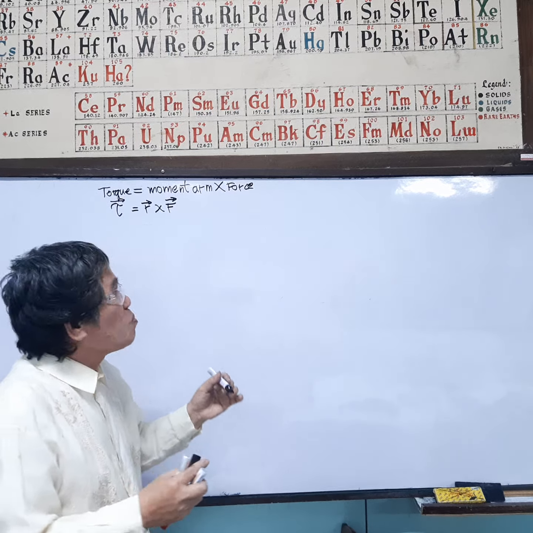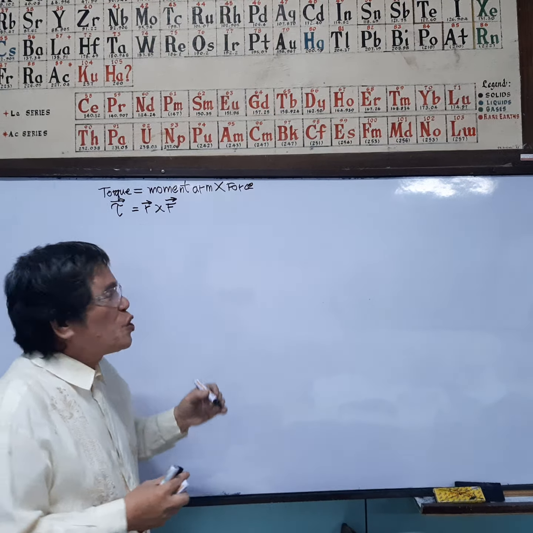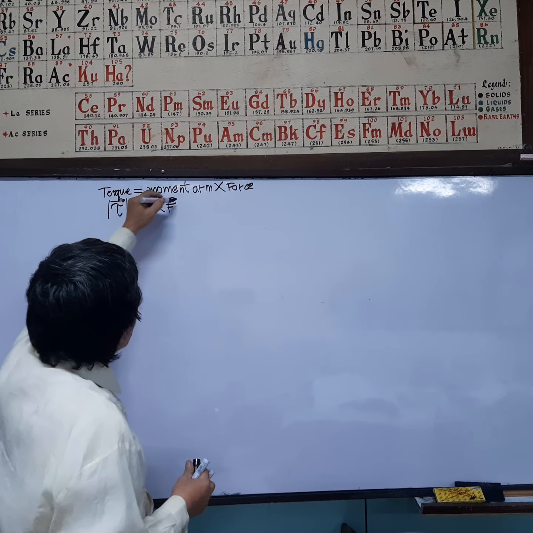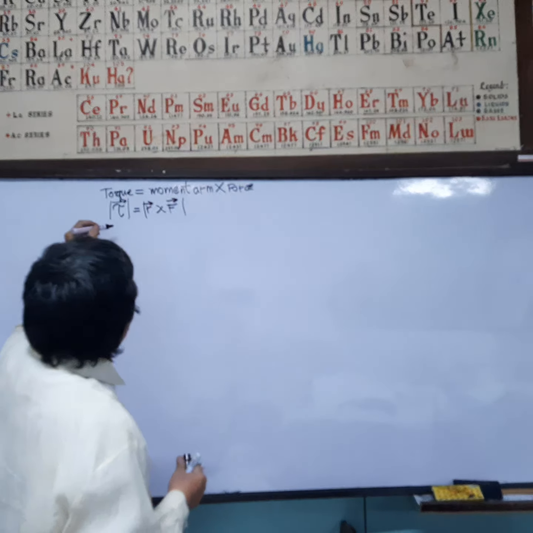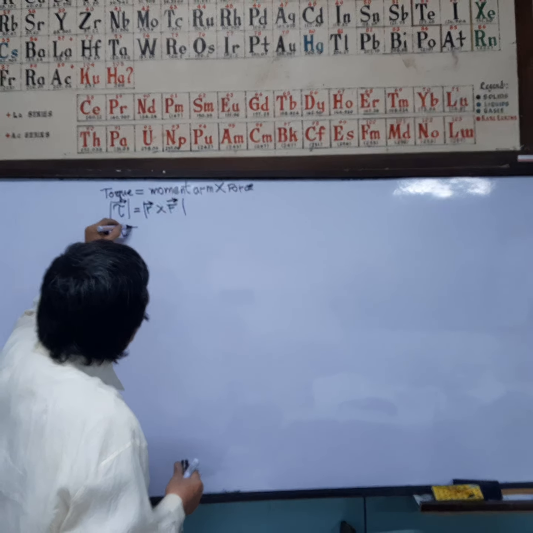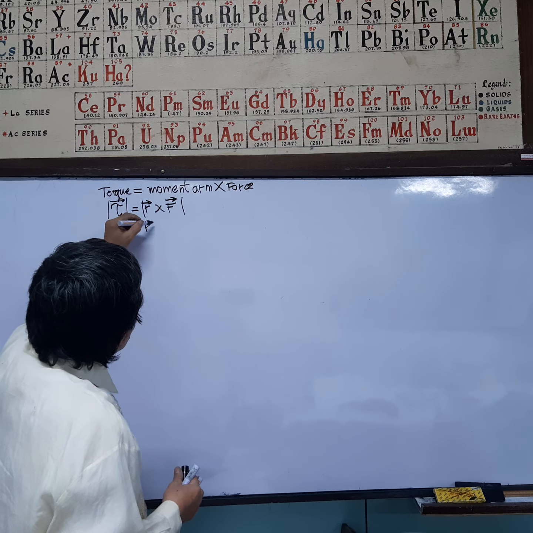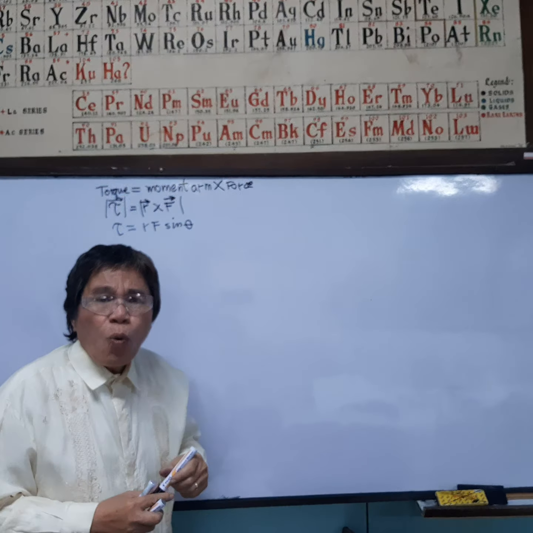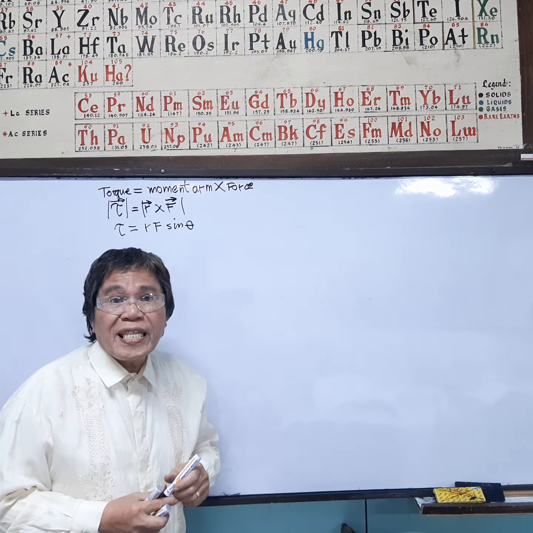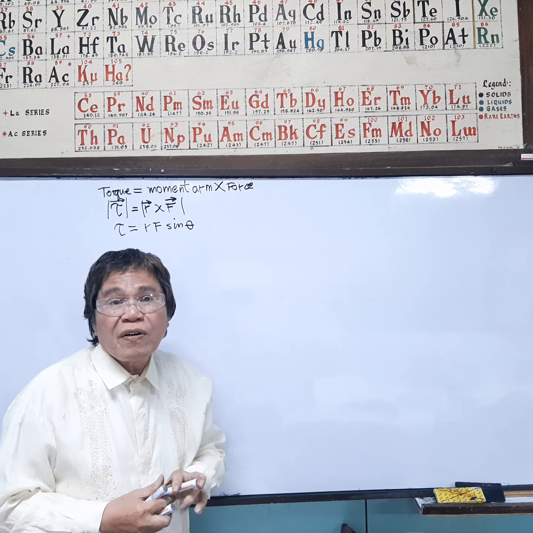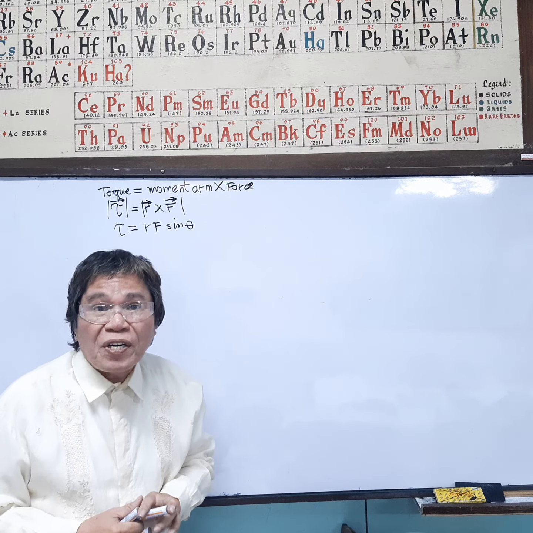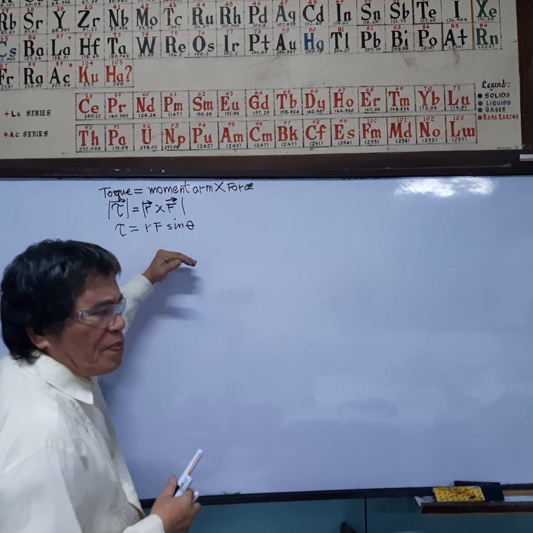And when you have a cross product, if we get the magnitude of the cross product, the magnitude of torque is R F sine theta, where angle theta is the angle between the moment arm and the force. Okay? So this is the formula.